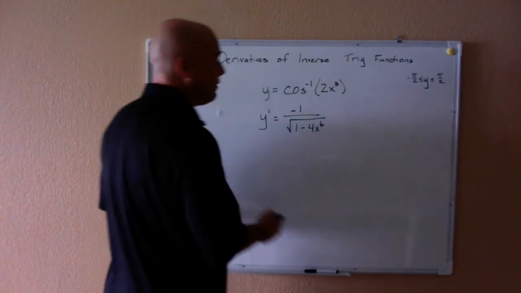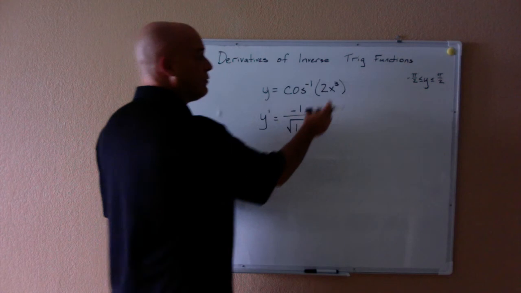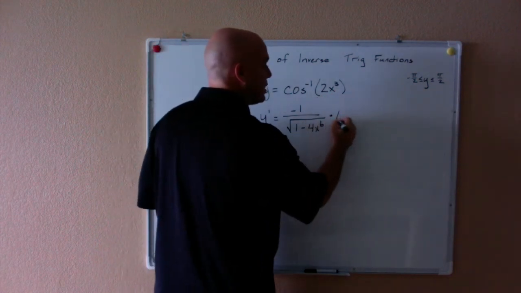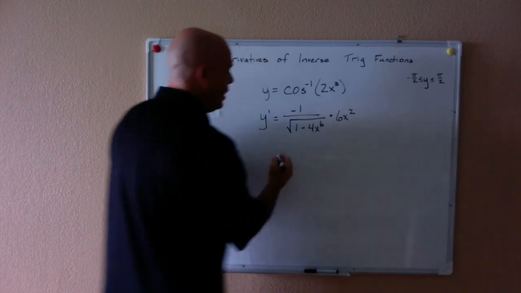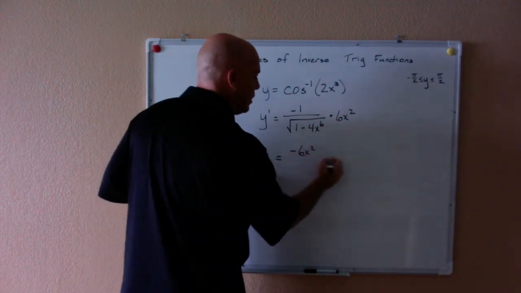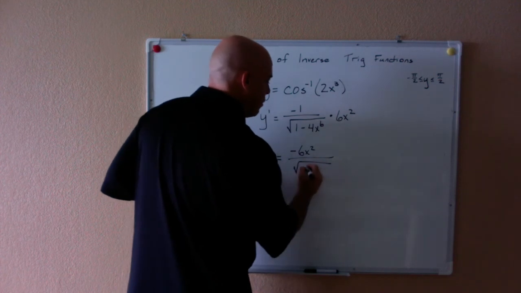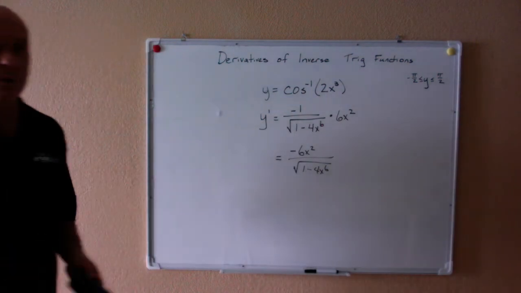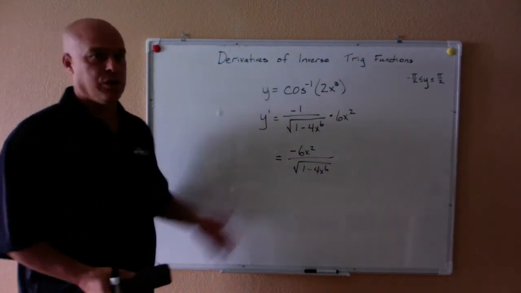And then, because of the chain rule, we have to multiply that times the derivative of the inside function, which in this case is going to be 6x squared. And so my derivative for this function is going to be negative 6x squared divided by the square root of 1 minus 4x to the 6th. So that's the application for this. This is how you would use it with the chain rule.